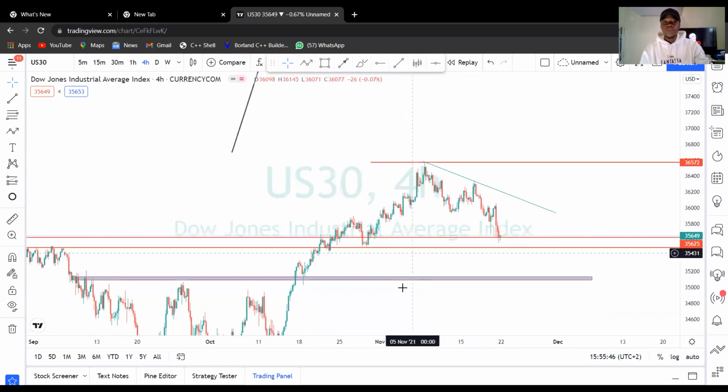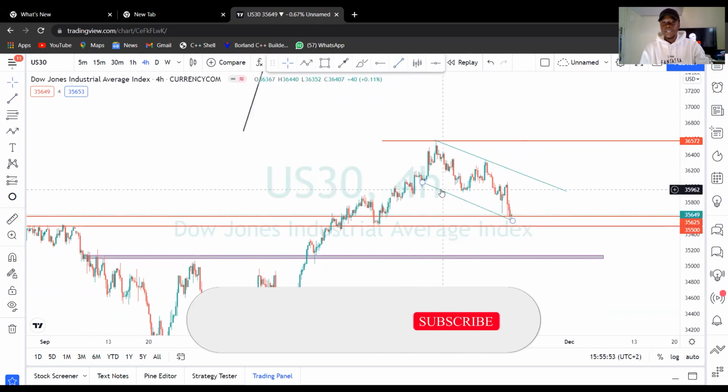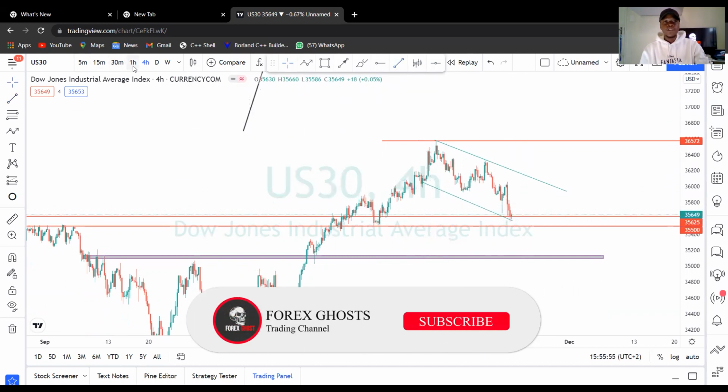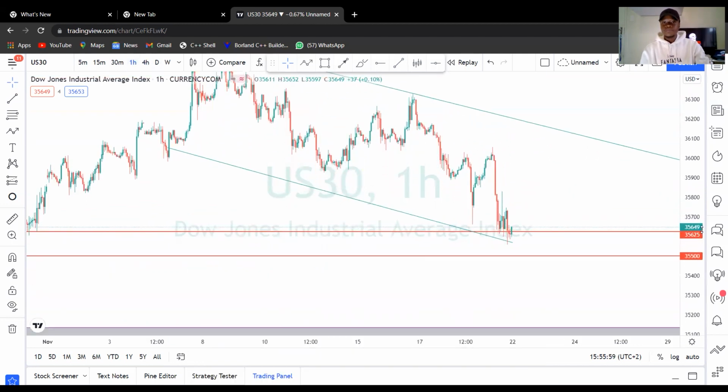So let's just go and analyze and continue with our setup. I'm seeing this as your correction. What we're expecting is your push phase on your US30. If you can go to your 1 hour time frame, this is a 1 hour time frame.